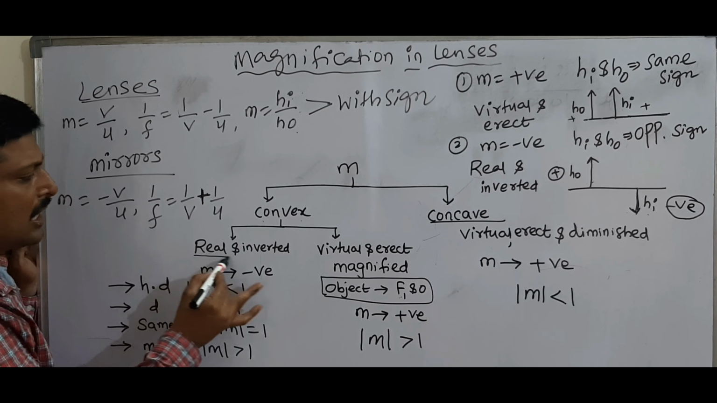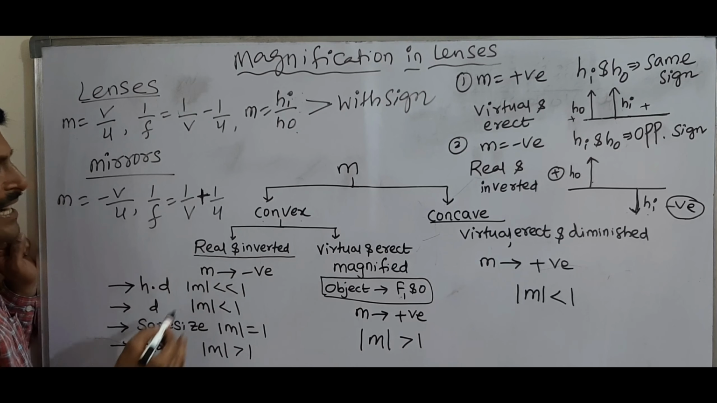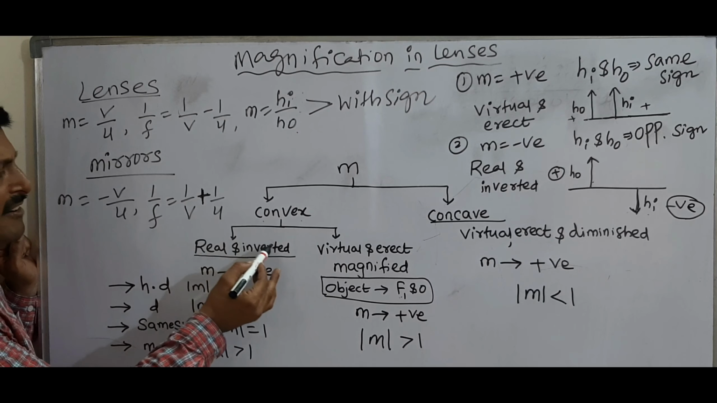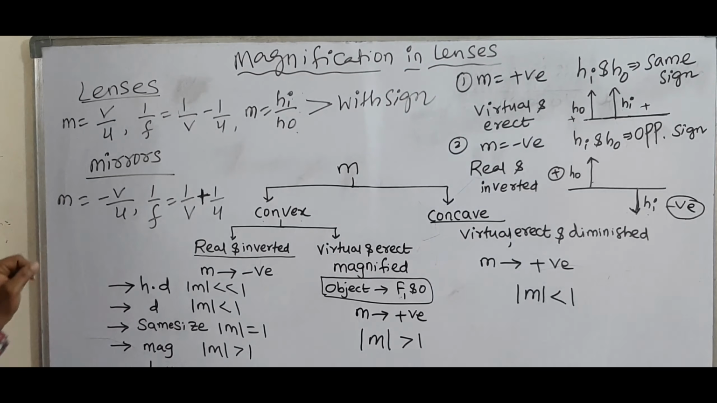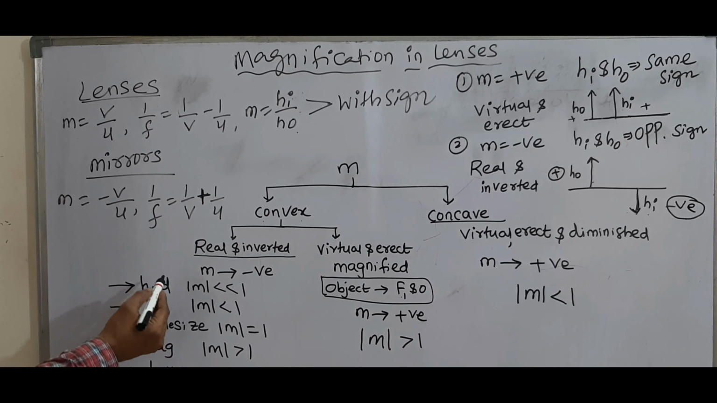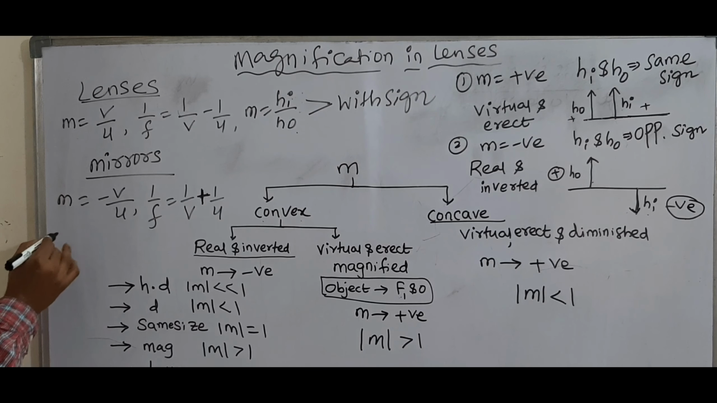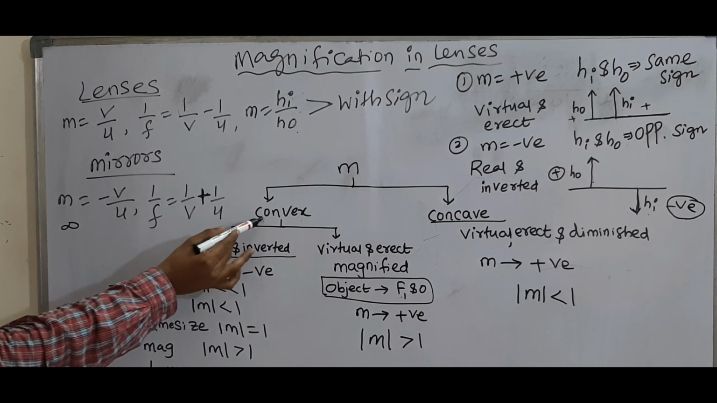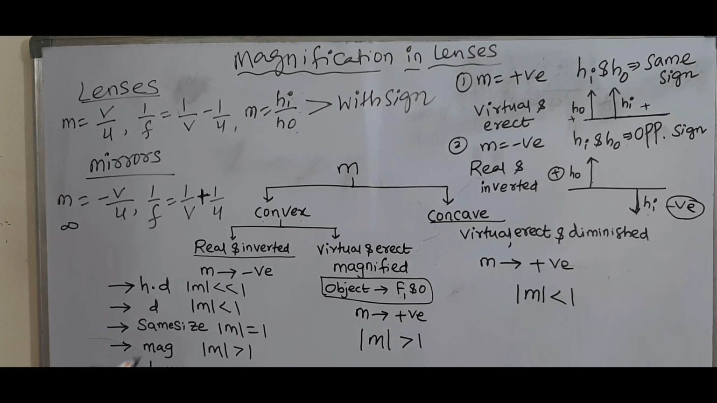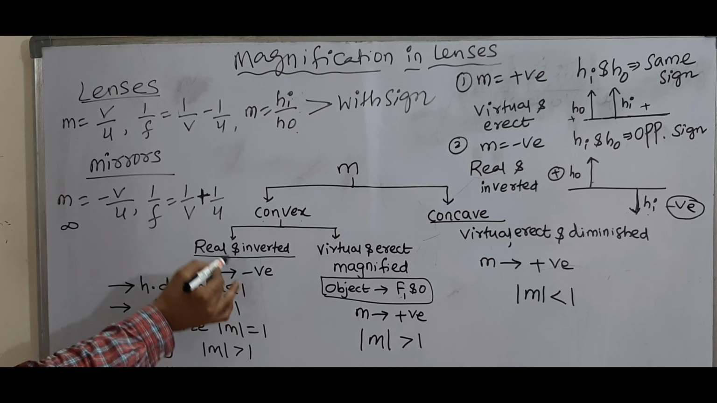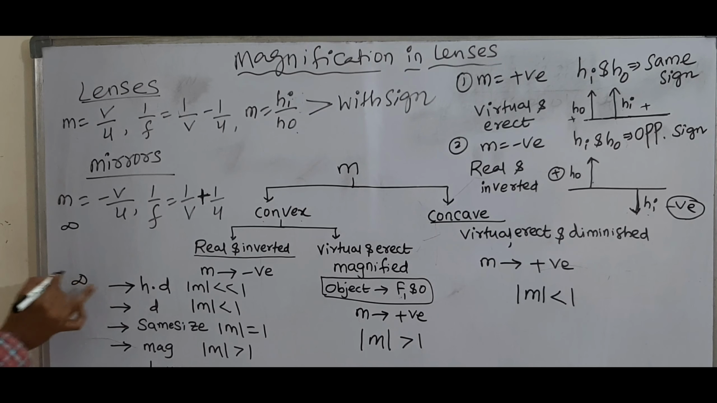Next, convex lens forms real and inverted images. For real and inverted images, magnification is negative. That means here, when the object is at infinity, for convex lens, which image is formed? Real and inverted image. So for that, magnification is negative.